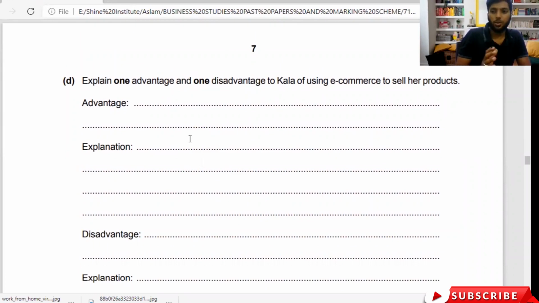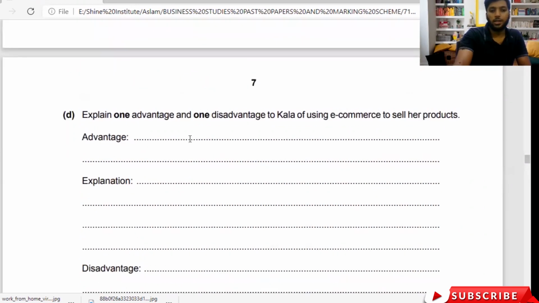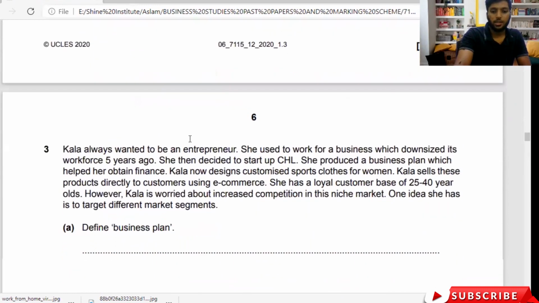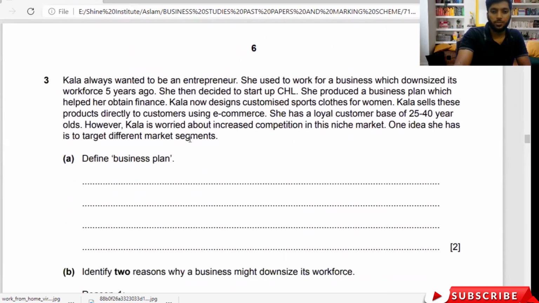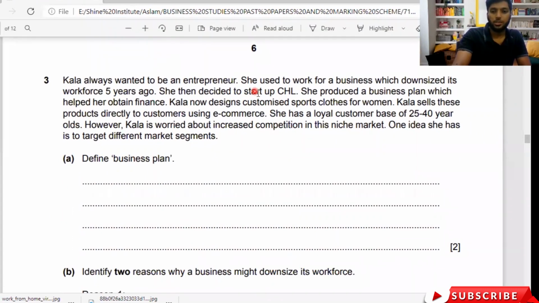E-commerce means selling your products online. Now what is Kala selling? So we'll go back again to the case study and understand what Kala is saying. So Kala is selling; she produced a business plan which helped her obtain finance. Kala now designs customized sports clothes for women. I hope you can see this. So she is selling customized sports clothes for women.